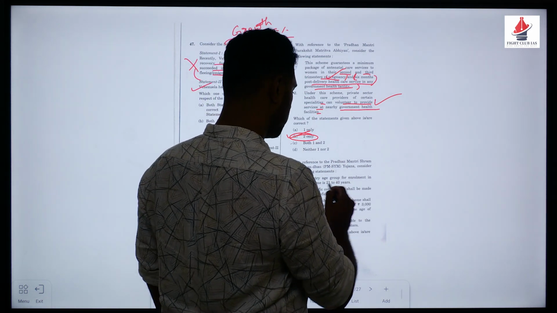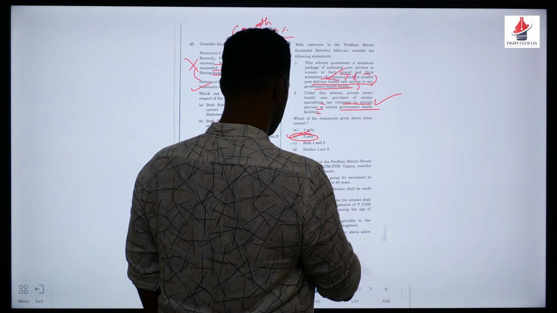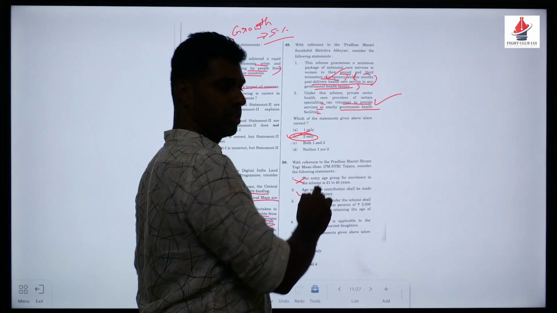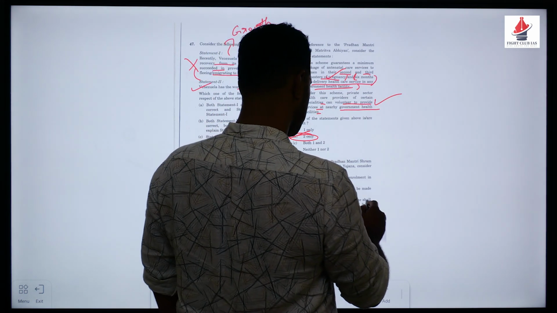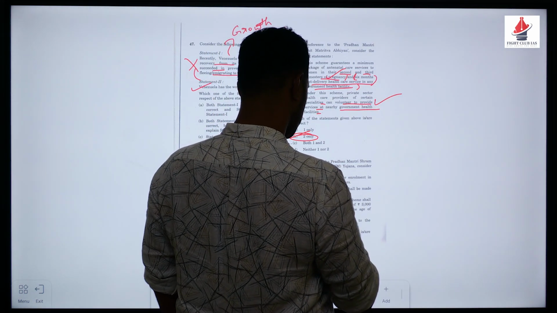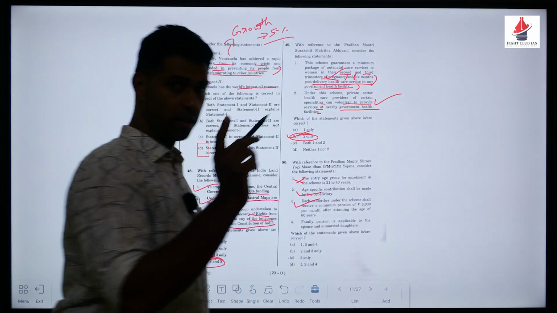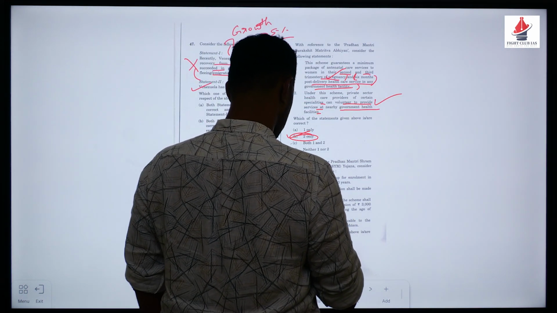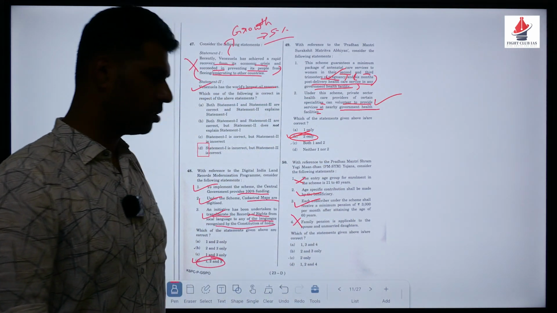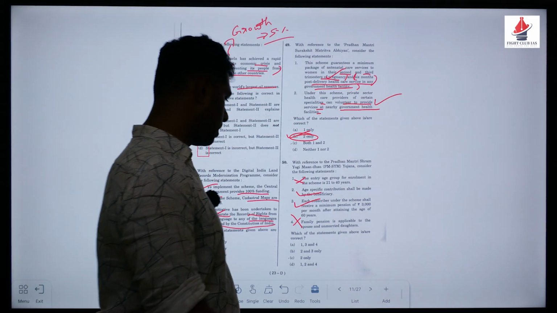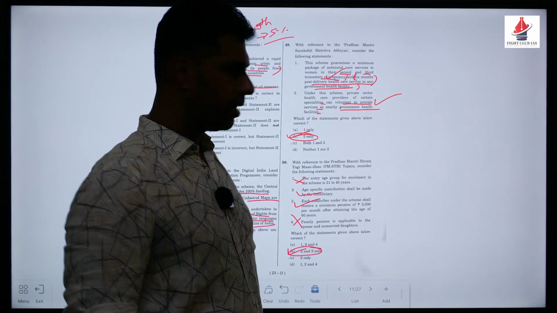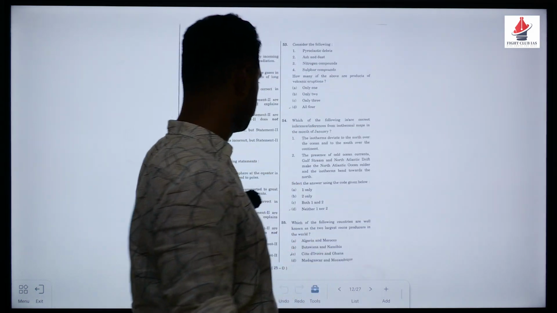The entry age group for enrollment in the scheme is 21 to 40 years. No, this is wrong. Age-specific contribution shall be made by the beneficiary. This is correct. Each subscriber under the scheme shall receive a minimum pension of 3,000 per month after attaining the age of 60 years. This is correct. Family pension is applicable to the spouse and unmarried daughters. This is wrong. Not to the unmarried daughters. It's not applicable. Right? Answer is 2 and 3 only. Clear? Moving on to the next one.